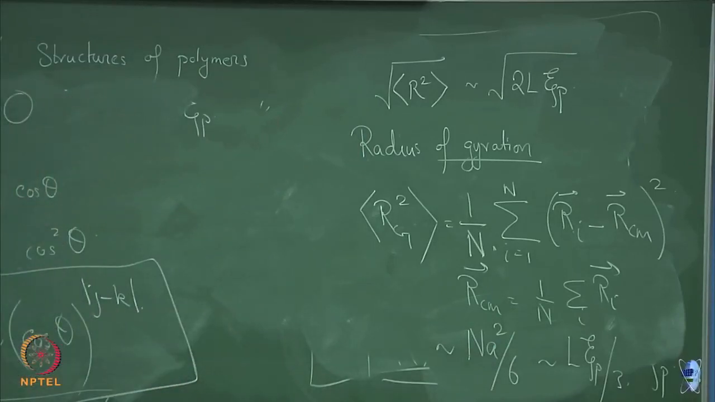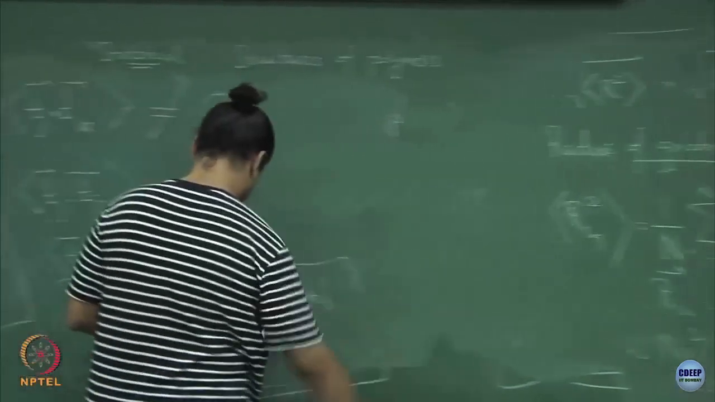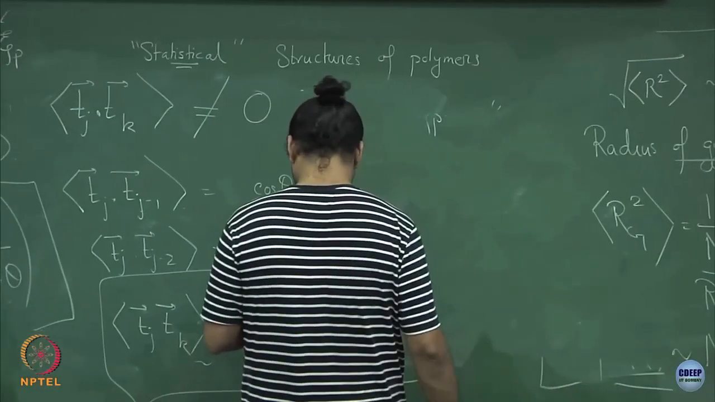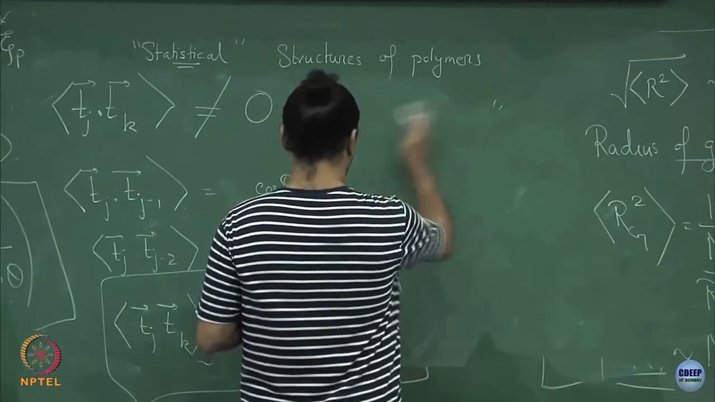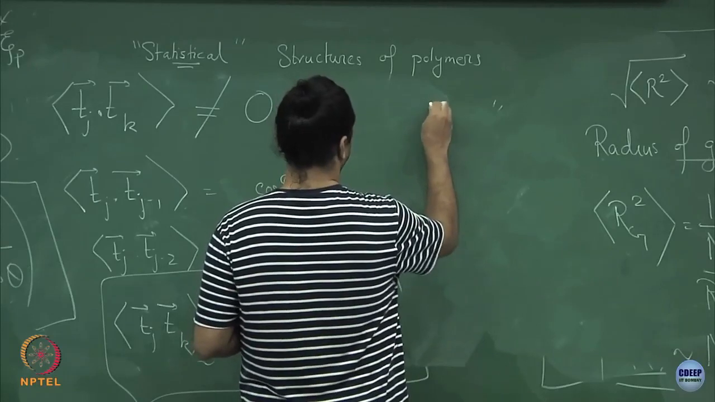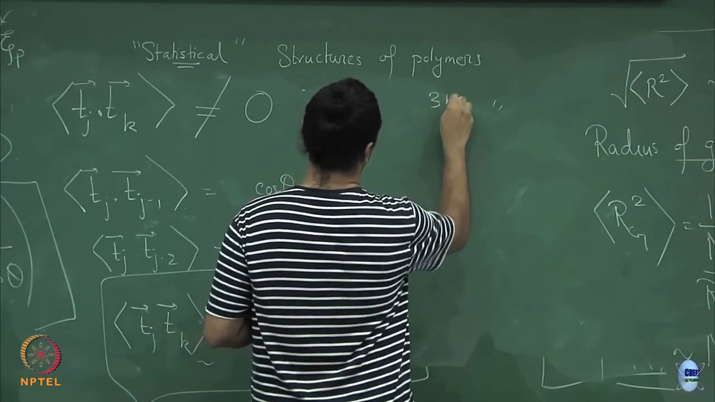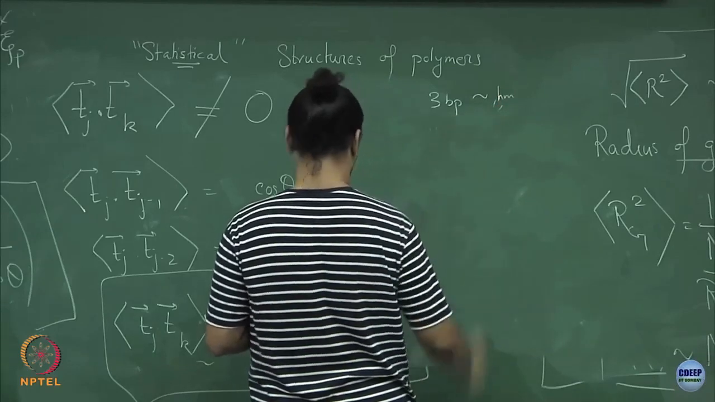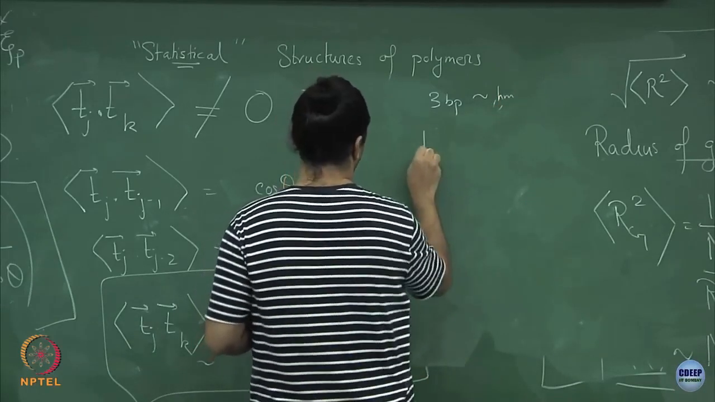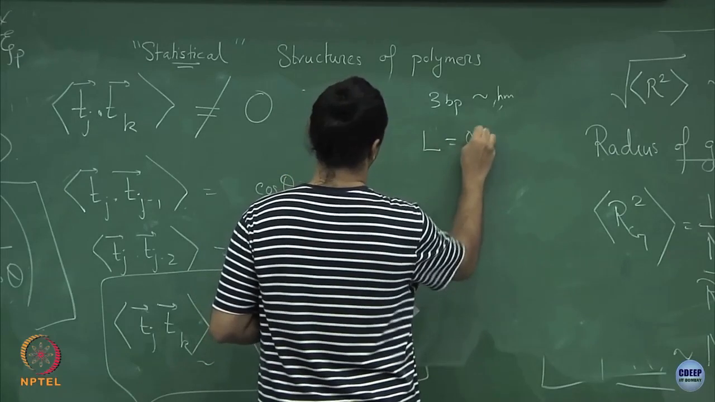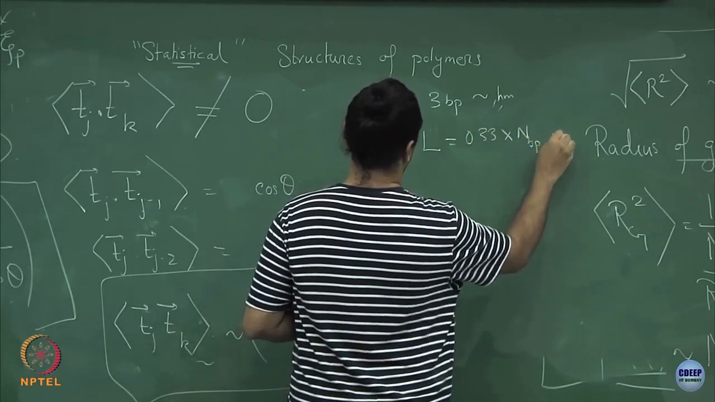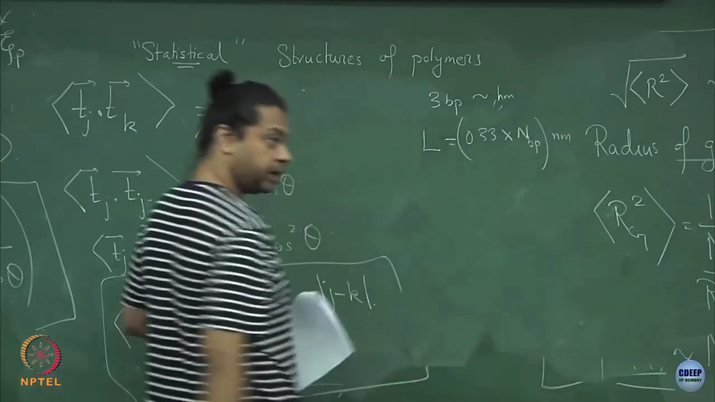Okay. I just wanted to put in the numbers for a few organisms. So, remember, three base pairs of DNA is around 1 nanometer. So, one base pair is 0.33 nanometers. So, the contour length of the DNA is 0.33 times the number of base pairs, in nanometers, right?